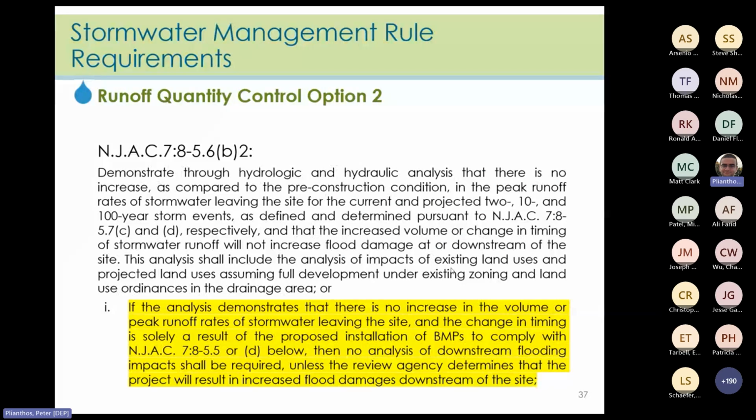The second runoff quantity control option, seen here, is unlike the last quantity control option in that this option is a comparison of the current and projected peak flow rates for the pre and post construction hydrographs, and not a comparison over the entire hydrograph duration. Part of meeting this option is completing a detailed analysis of downstream flooding impacts and showing that no flooding will occur at or downstream of the site.